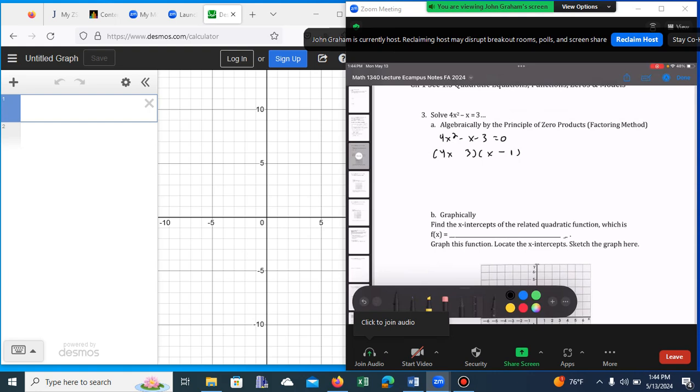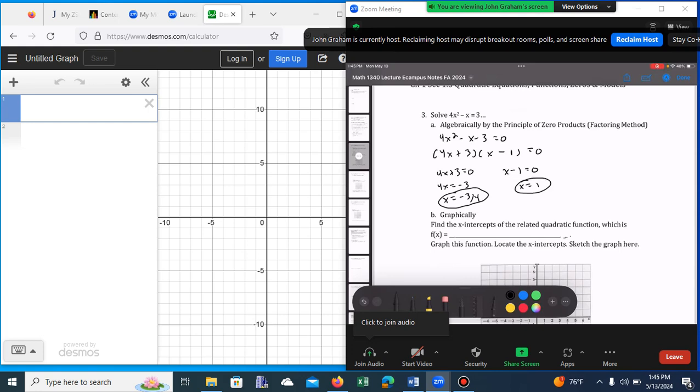So we're going to do negative 1 and positive 3. So 4x times negative 1 gives you a negative 4x. 3x added to that gives you a negative x. You can always just refoil to make sure it works. So 4x plus 3 equals 0. x minus 1 equals 0. 4x equals negative 3, so x equals negative 3/4. And x can equal 1.